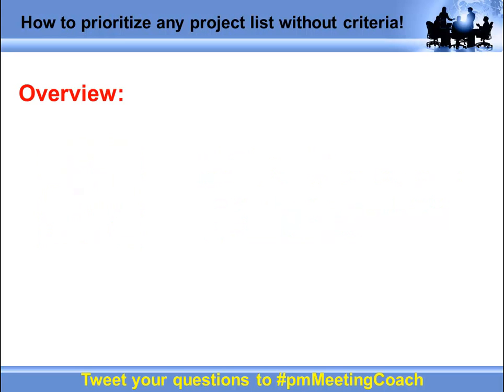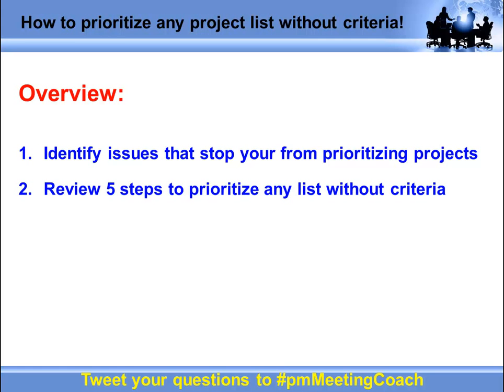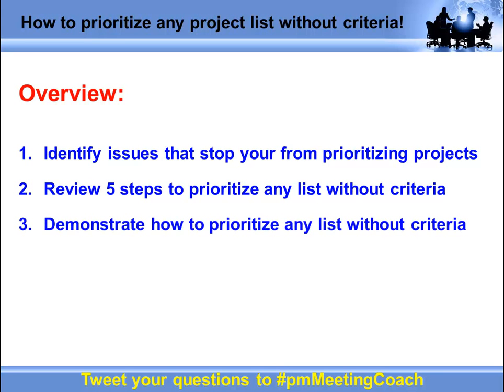So let's get started. One of the things we're going to cover today is we are going to identify issues that stop you from prioritizing your project list or your portfolio. Then we are going to review the 5 steps to prioritize any list or portfolio when you don't have any criteria available. And last but not least, I will take you through a demonstration on exactly the way that I get groups to prioritize these lists when they don't have any criteria available.